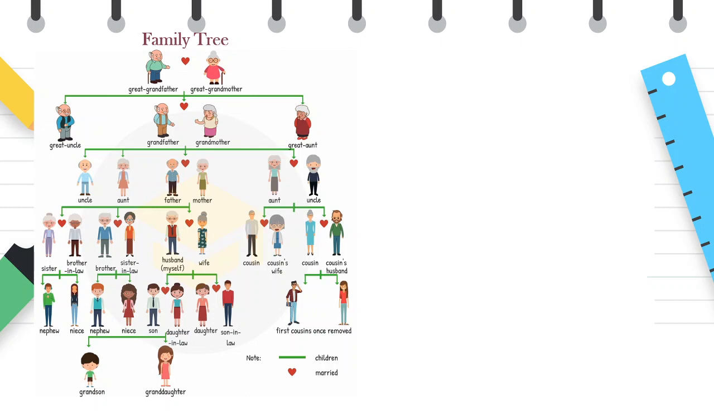When your brother or sister gets married, you get a brother or sister-in-law, and their children are your nieces or nephews. When your son or daughter gets married, their husband or wife is son-in-law or respectively daughter-in-law. Your son's or daughter's children are your grandchildren or grandson and granddaughter.